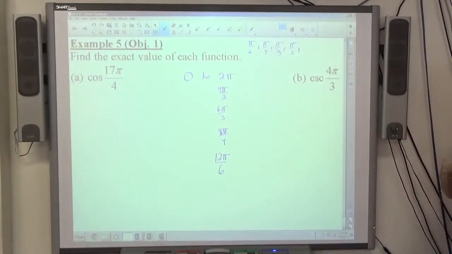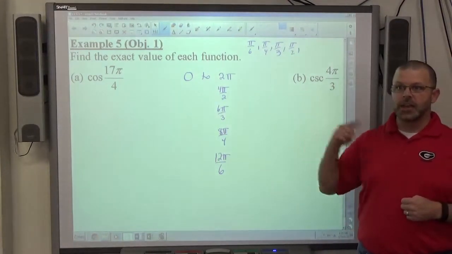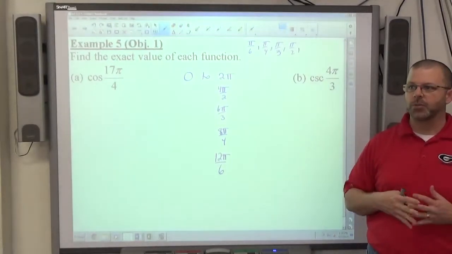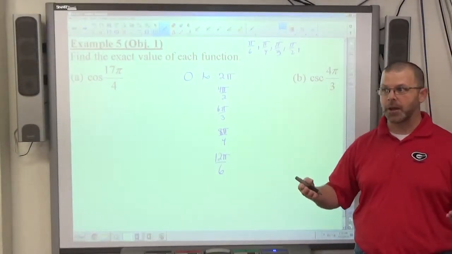So each of these fractions is going to be helpful in determining two things. Number one, is the angle too big? And number two, what should I add or subtract? Because when we add or subtract fractions, we should be adding and subtracting with a common denominator.